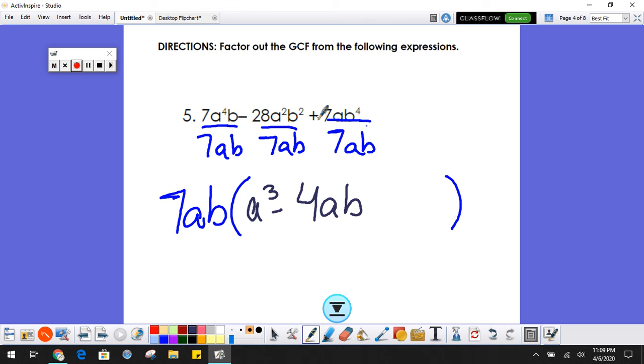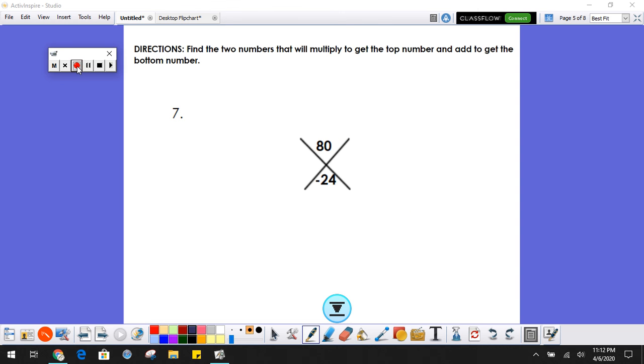And I move over to the third term. 7 divided by 7 is 1, so positive 1. I'm not going to write the 1. A to the 1 minus 1 is a to the 0, so no a's either. B to the 4 minus 1 would give me b to the third. That is your answer for number 5. You can stop and do number 6, or maybe stop and do 2, 4, and 6 if you haven't yet, because the next section is a different type of problems.